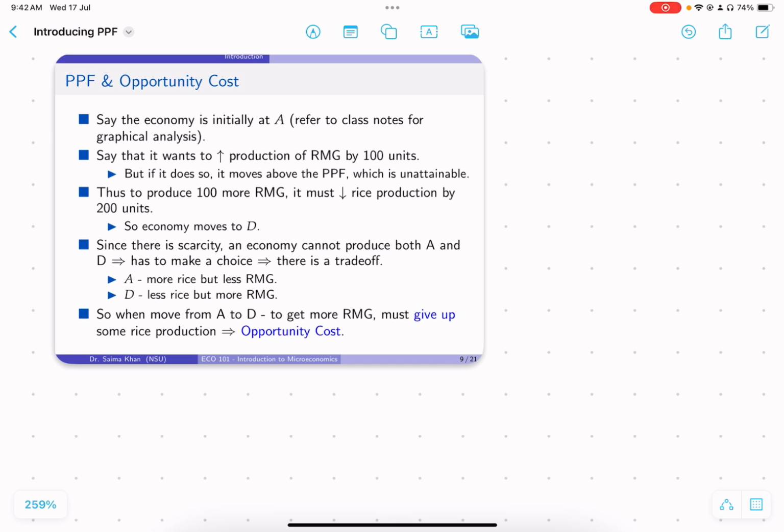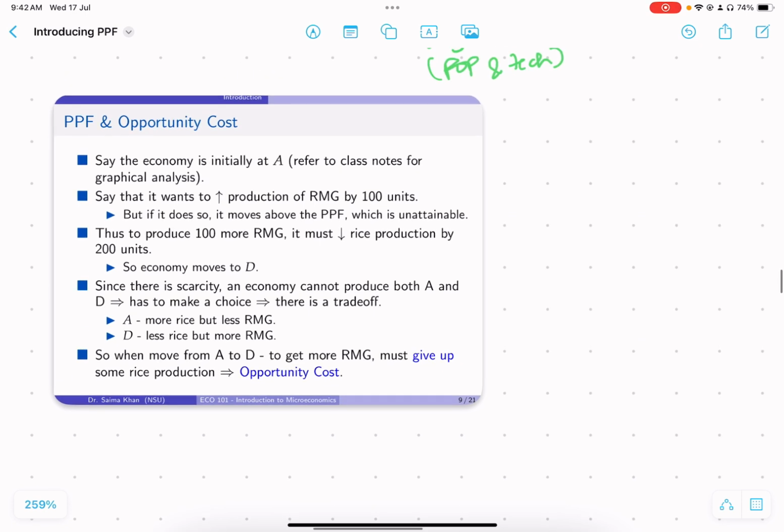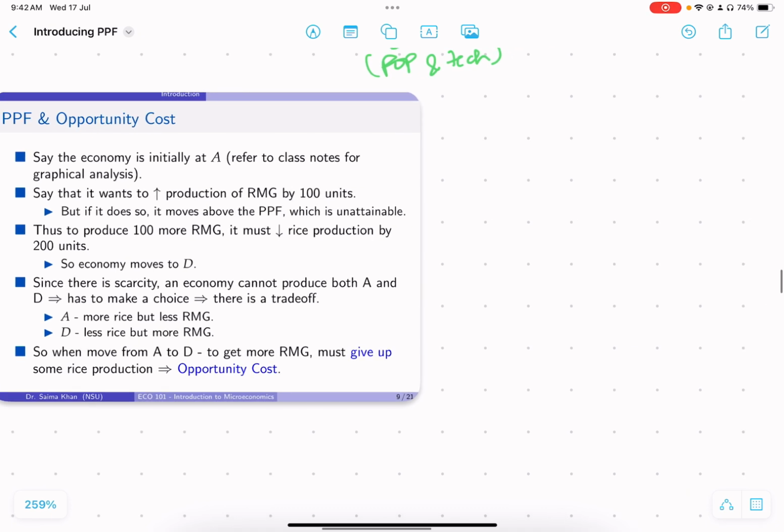Okay, so in this video, we are going to be looking at the production possibility frontier and see the relationship between PPF and opportunity cost. We had already introduced that concept in the last video, so we're going to continue with that here in greater detail. So here's a recap, okay?